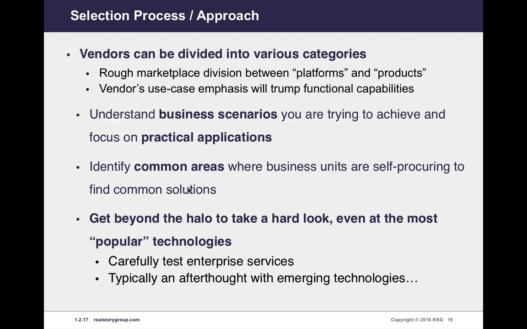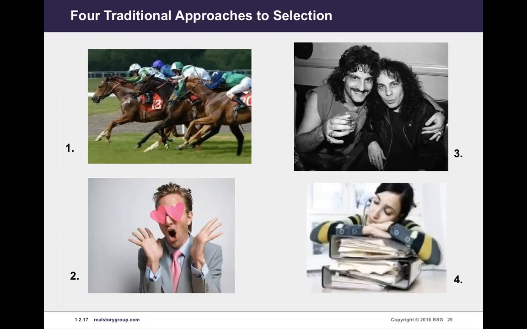face troubles later on. Essentially, you want to avoid the four traditional approaches of selection. The first one, the horse race, we sort of talked about in the quadrants: who's ahead, who's winning, who's behind types.